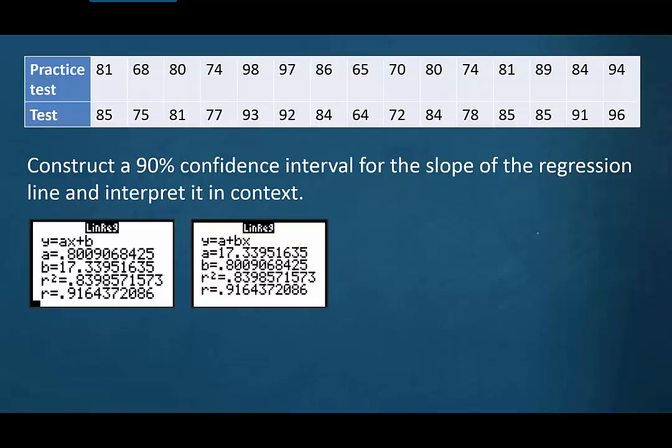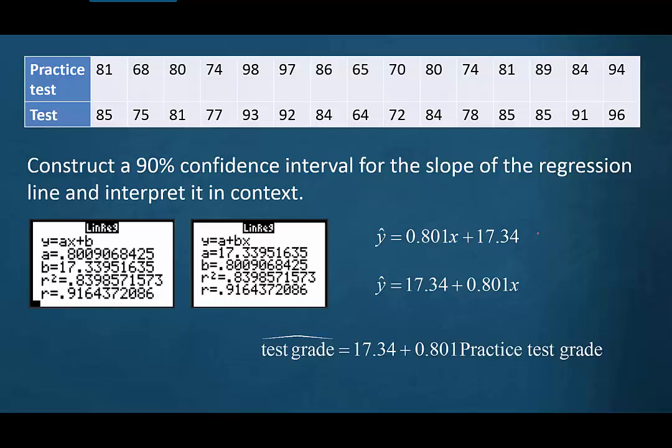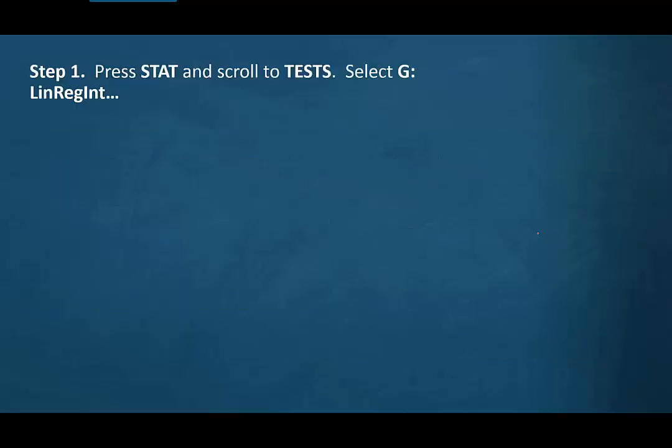Okay, so I can select either regression number 4 or regression number 8, the linear regression. Whichever you run, you're going to get a slope of 0.8 and a y-intercept of about 17.34. So I can write that using my words: test grade is 17.34 plus 0.801 times the practice test grade. And it's that slope that we're interested in running the confidence interval for.